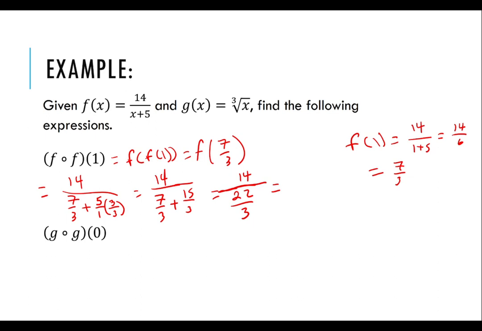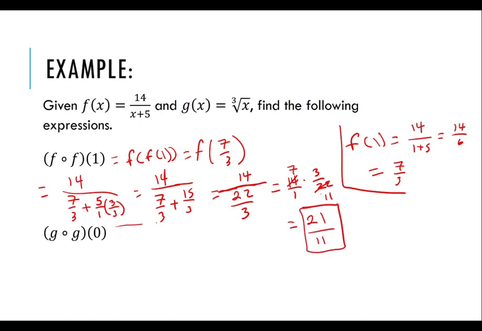This is then fraction division, which becomes fraction multiplication. So this is 14 times 3 over 22. 22 divided by 2 is 11. 14 divided by 2 is 7. 7 times 3 is 21. 21/11ths is my answer.